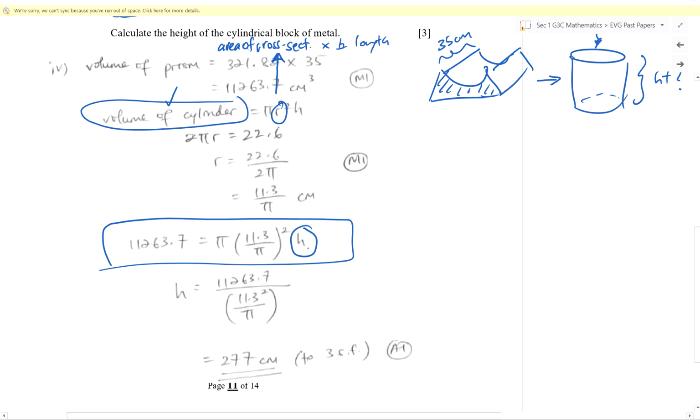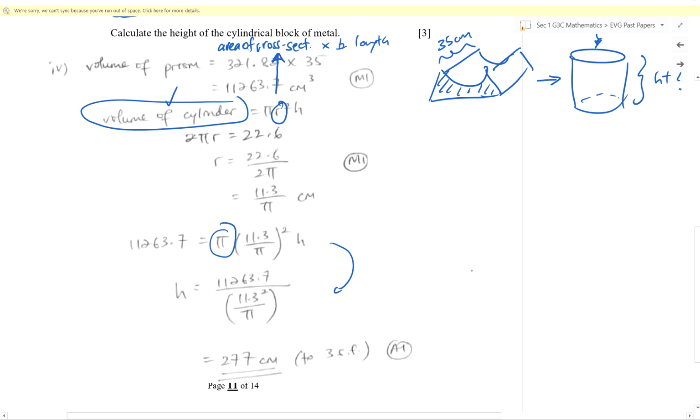So I want to find this value of h. I don't want anything else. I need to get rid of this pi. How do I do so? I divide by pi. I want to get rid of 11.3 over pi square, and I divide by all these. So you do the division carefully, and you will arrive at 277 cm for the height.